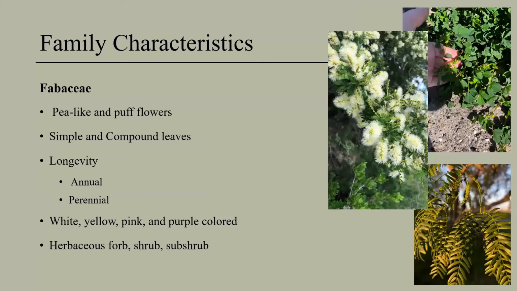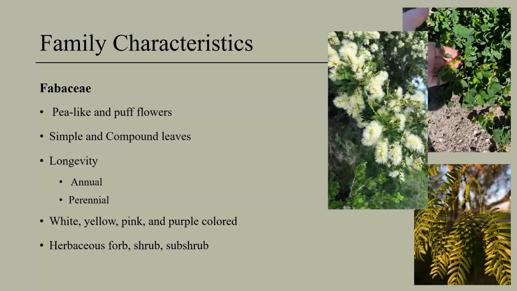Fabaceae family, probably one of the families people in South Texas are most familiar with, has pea-like or puff flowers. The Fabaceae family is also called Leguminosae, but it's a legume, so it's nitrogen fixing and has those beans that everyone's very familiar with. This family mostly has compound leaves, or it's mostly present with compound leaves.